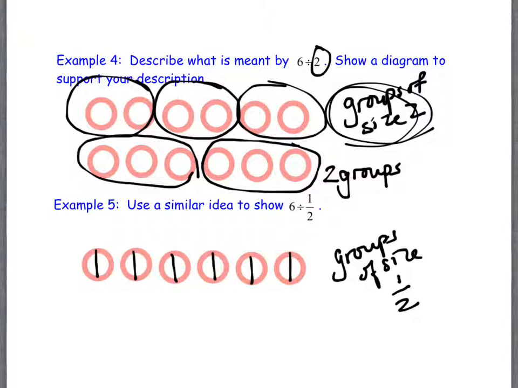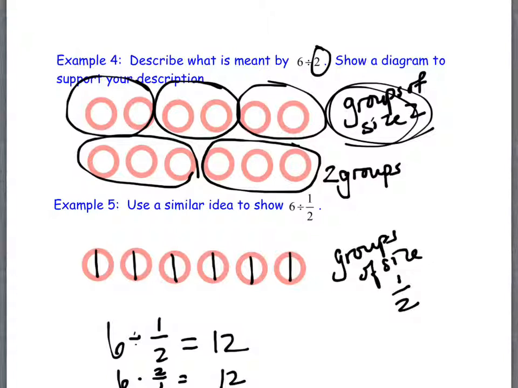Okay, so when you do that, how many groups do you have here of size 1/2? You have 12. And in fact, you can therefore see that in a concrete example, this 6 divided by 1/2 did in fact become 6 times 2 over 1, didn't it? It really does, because division by a fraction is really splitting it into a group that's a fractional size.